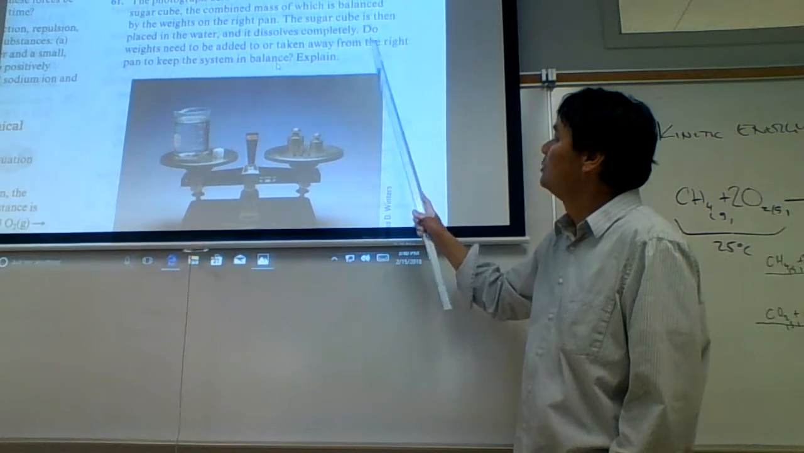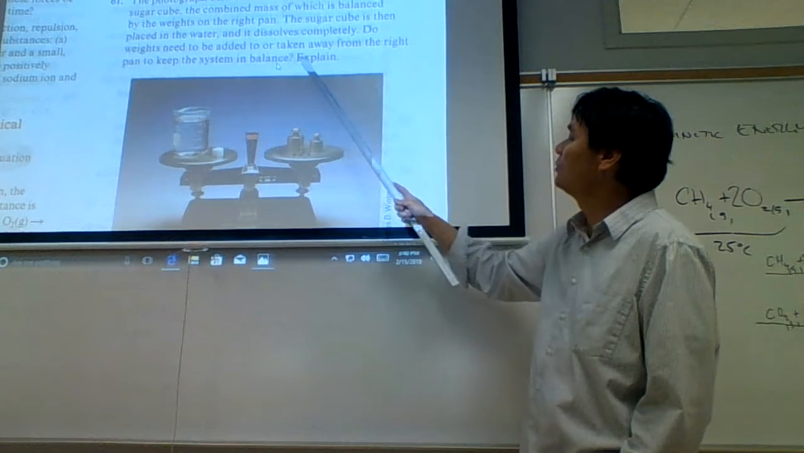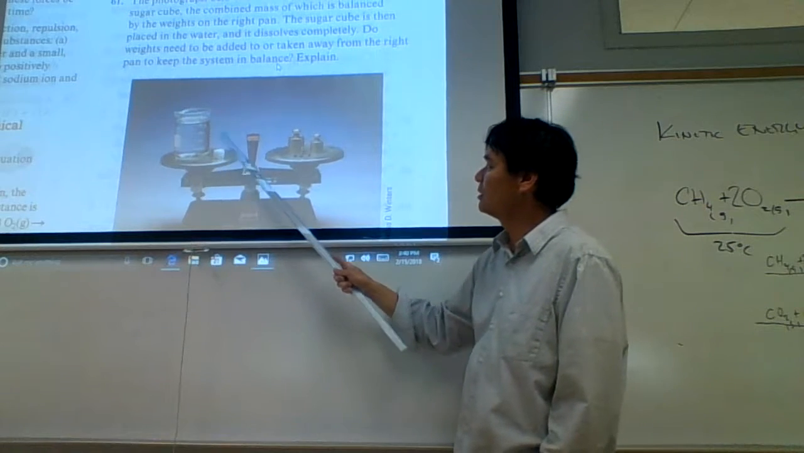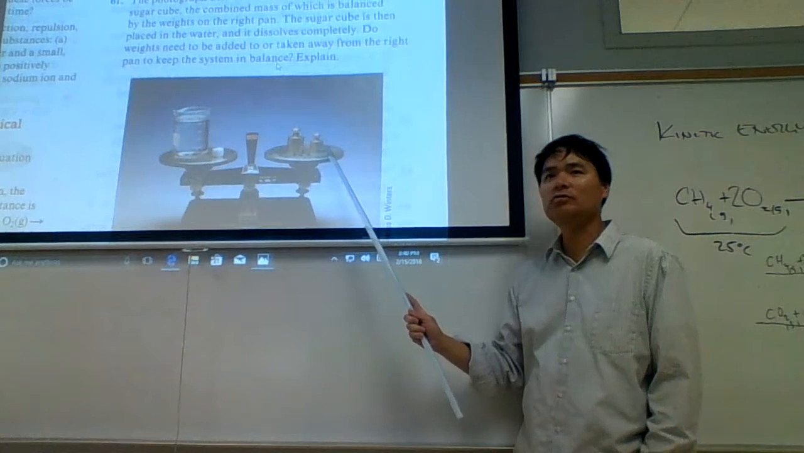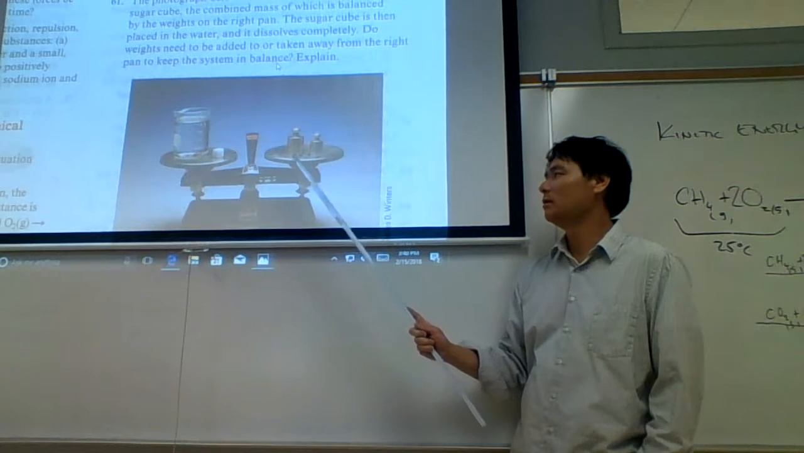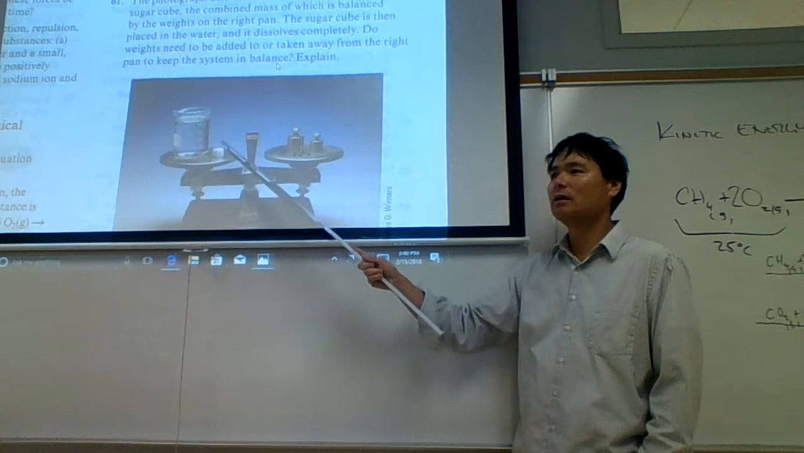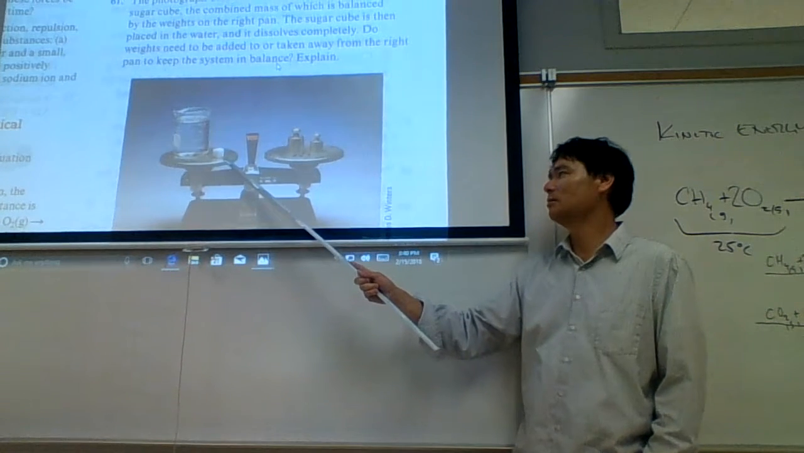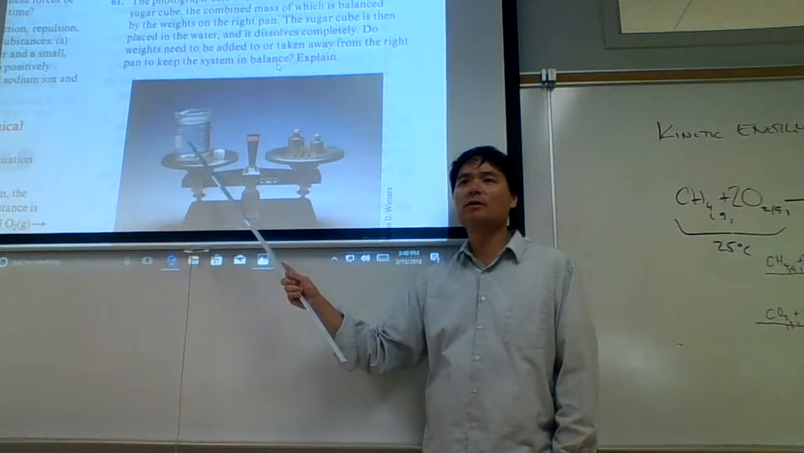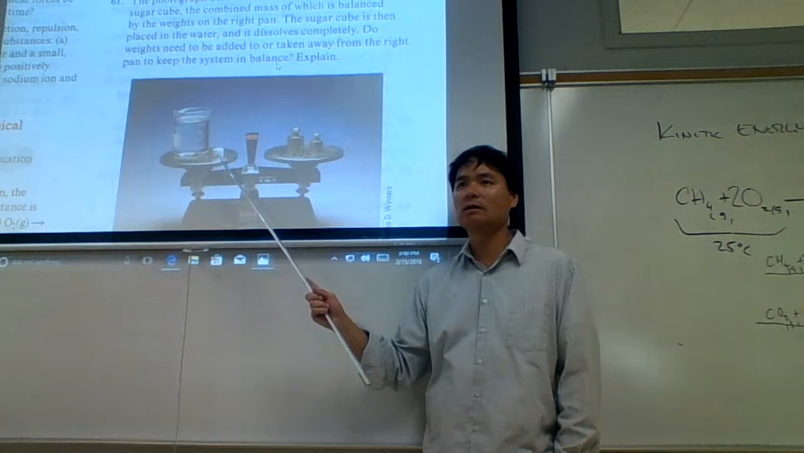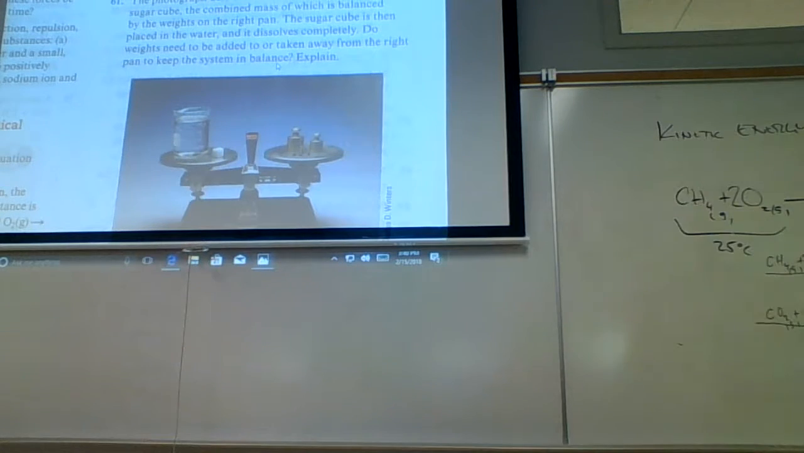Do weights need to be added or taken away from the right pan to make the system balance? So if we take this sugar cube, dissolve it in water, do we have to add or remove weights here? No. It'll still be balanced. Now, if the sugar cube dropped off the pan, yeah, but it's just going to be dissolved in water. Now the liquid in here is going to weigh more. It's going to be the water plus whatever the sugar cube weighed. So atoms are neither created nor destroyed in that case.